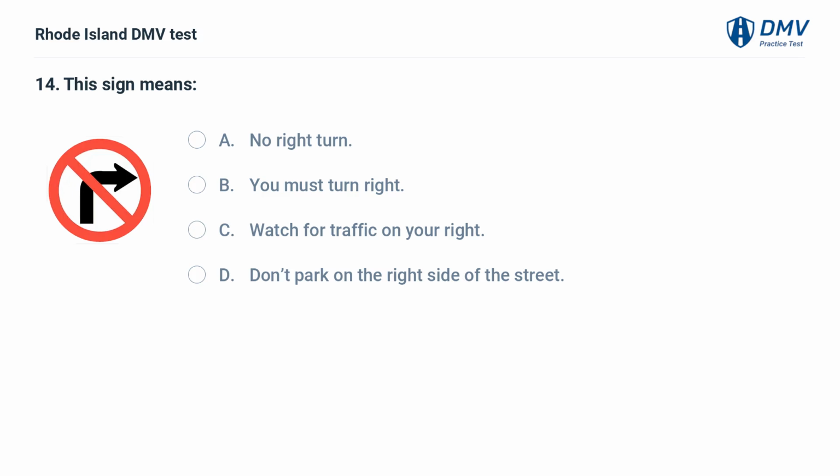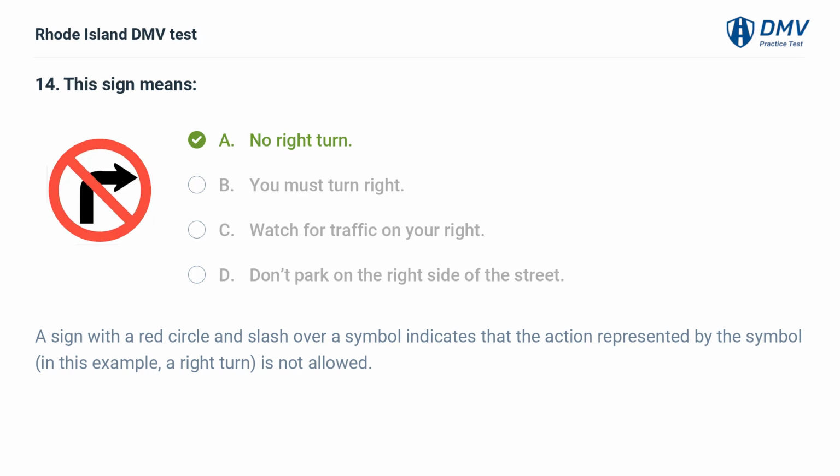This sign means: A. No right turn. B. You must turn right. C. Watch for traffic on your right. D. Don't park on the right side of the street. A. No right turn. A sign with a red circle and slash over a symbol indicates that the action represented by the symbol, in this example, a right turn, is not allowed.